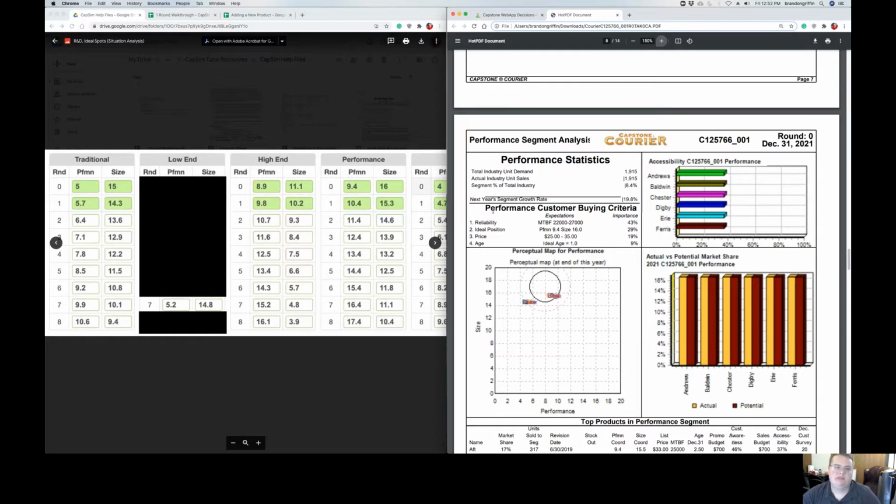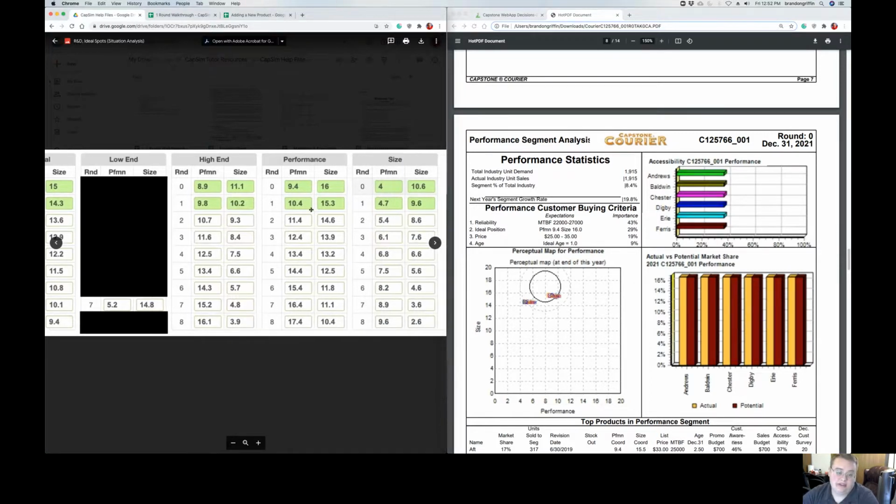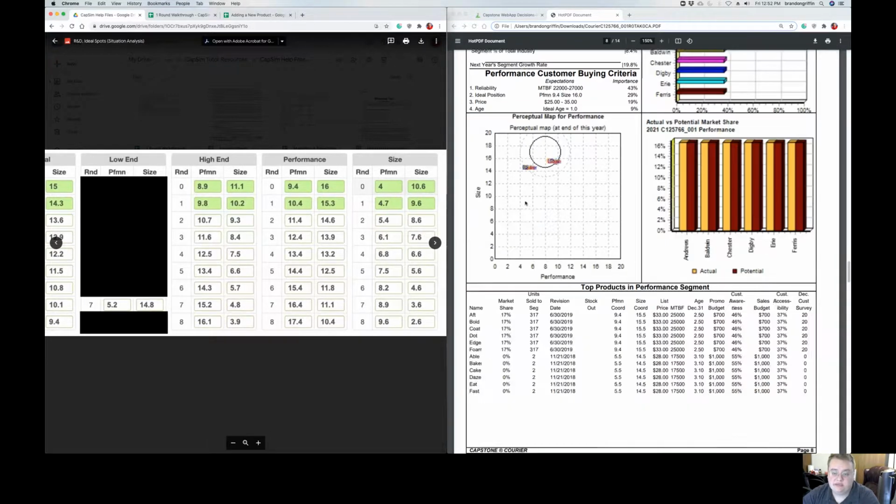Basically what I tell people is, unless you know what you're doing and unless you've practiced this, do everything but low end. So that means traditional, high end, size, performance. But performance is a little bit trickier in and of itself. So what I'm going to do, I'm going to create a new size product.